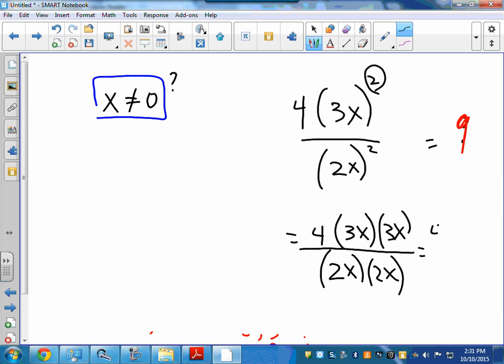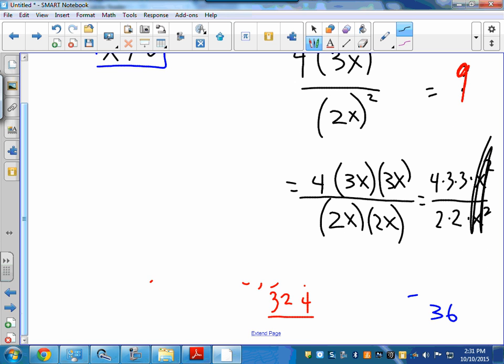We have 4 times 3 times 3 times x squared over 2 times 2 times x squared. The x squares cancel. On top, we've got 4 times 3 is 12, and 12 times 3 is 36. On the bottom, we have 2 times 2, which is 4. 36 divided by 4 is 9.